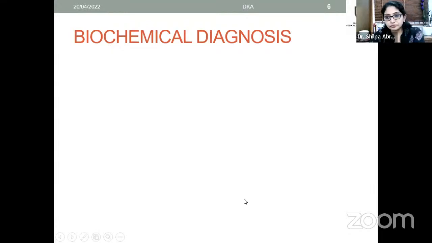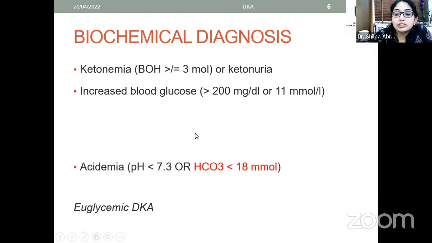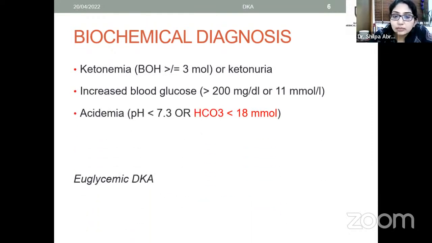So how do you diagnose DKA? You have some clinical features and you have the biochemical diagnosis. The biochemical diagnosis is most important. Any child with ketonemia, that is blood ketones more than 3, or ketonuria, moderate or large ketonuria, that is the first criterion. Second is increased blood glucose more than 200 milligram per deciliter. And third is acidemia, that is pH less than 7.3 or a bicarb less than 18.